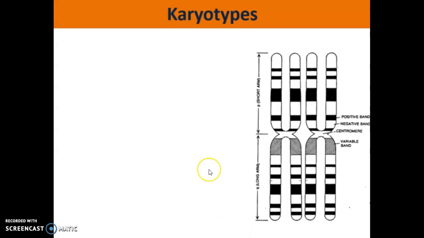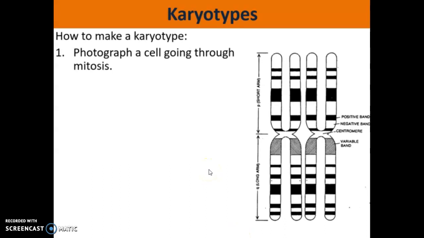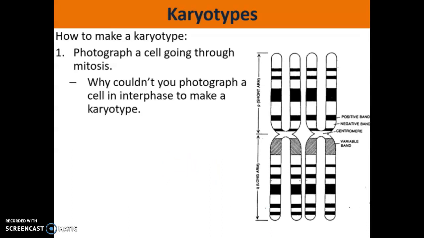So, how to make a karyotype? Step 1 is to photograph a cell that's going through mitosis. Again, we want to analyze the chromosomes. So why couldn't you photograph a cell that's in interphase to make a karyotype? The problem with interphase is that chromosomes aren't formed during interphase. The chromosomes are all uncoiled and they're kind of like loosely packed mixtures of DNA and protein in the nucleus in the form called chromatin.